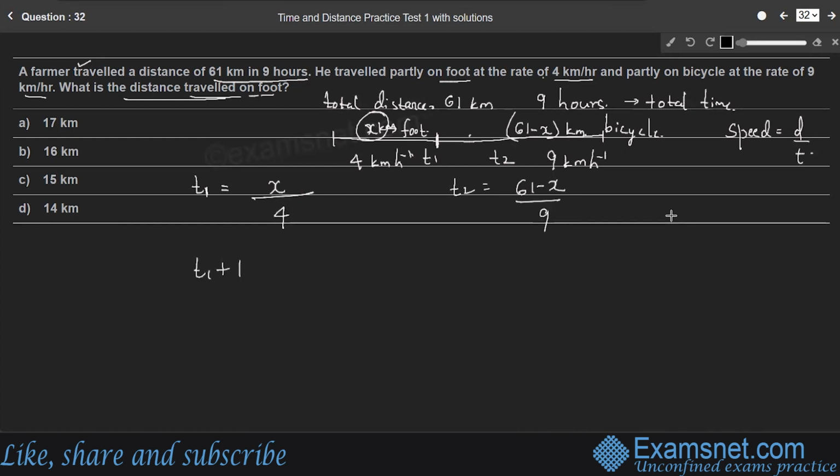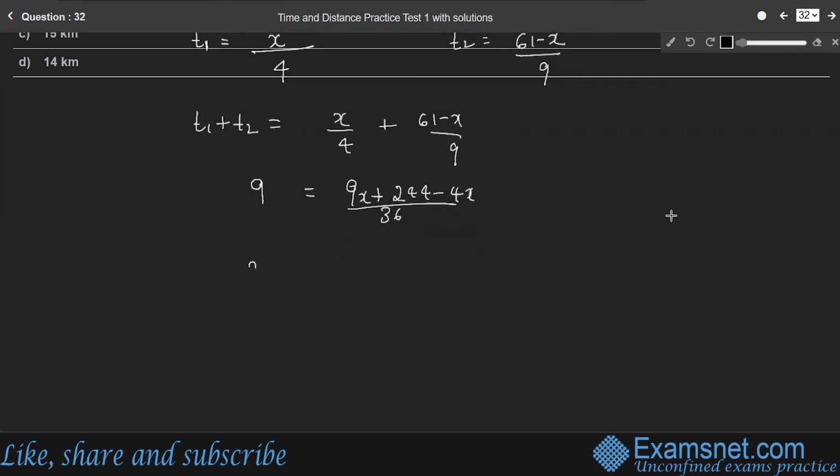So we'll consider T1 plus T2. The total time taken by him will be x by 4 plus (61 minus x) by 9. Here T1 plus T2 is the total time, which is 9 hours, is equal to, since the LCM is 36, the numerator becomes 9x plus (61 minus x) into 4, that is 61 into 4 is 244 minus 4x. So we have 9 into 36 is equal to 5x plus 244. 9 into 36 becomes 324. 324 minus 244 gives 5x.